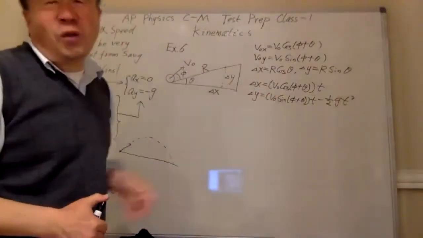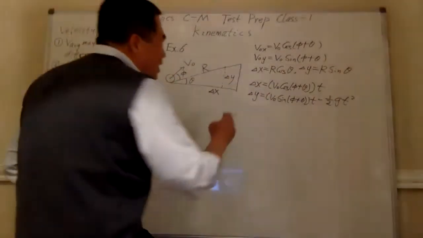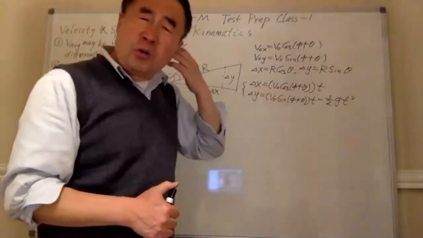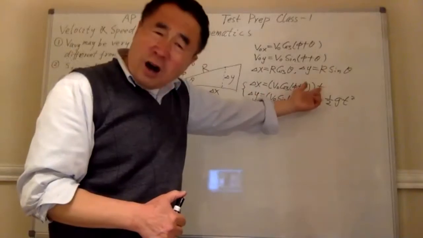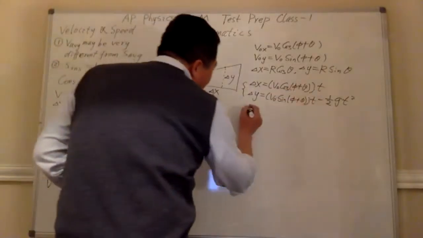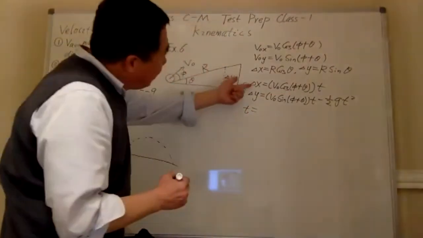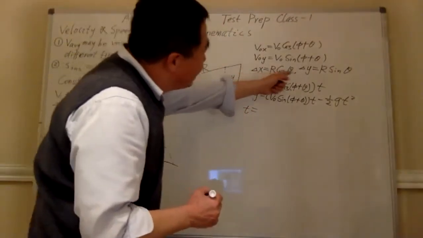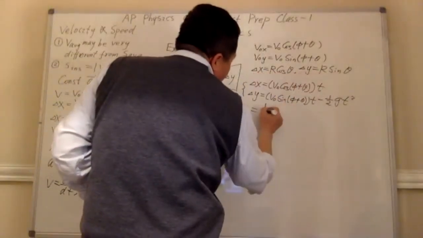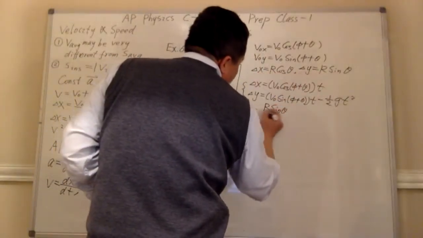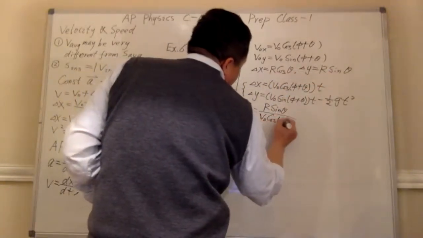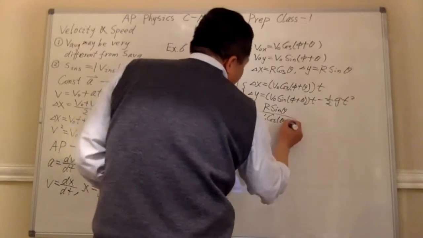This kind of equation we call a parametric equation. How do we solve the parametric equation? We eliminate the common parameter, which is t. So t equals delta x over V naught cosine (phi plus theta). But remember, delta x equals r cosine theta. So t equals r cosine theta divided by V naught cosine (phi plus theta).